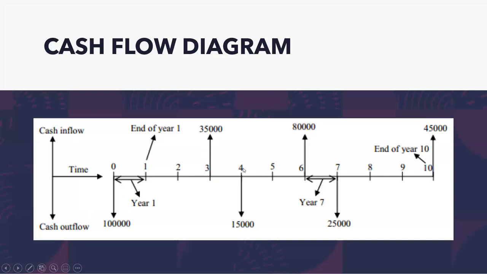Again, at the end of the fourth year, there's another cash outflow of 15,000. And end of the sixth year, a gain of 8,000. End of the seventh year, a spend of 25,000, a cash outflow of 25,000. And at the end of 10 years, there's a cash inflow of 45,000. So this is a simple representation of these cash flow diagrams.